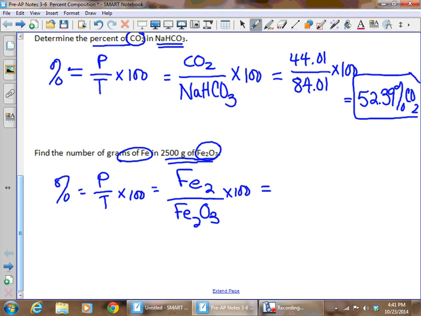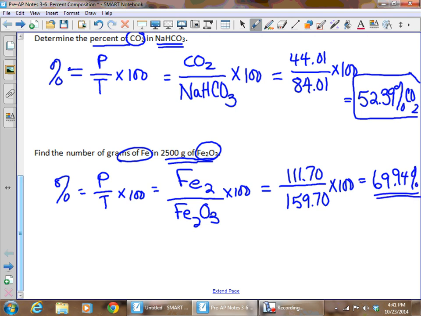And if you add up 2 irons, iron is 55.85. If you add up 2 of those, you're going to get 111.70. On the bottom, if you add up the 2 irons and 3 oxygens, so you're adding in 3 more oxygens to this, we end up with 159.70. And we end up with a percentage of 69.94 for our percent of iron.